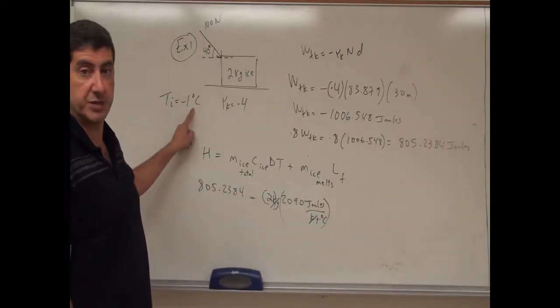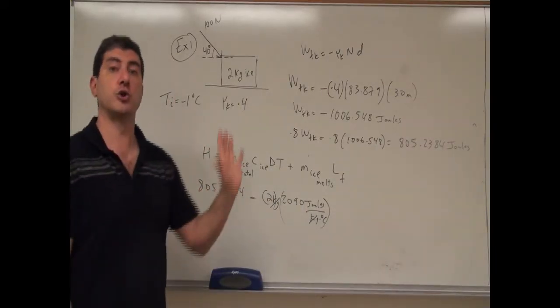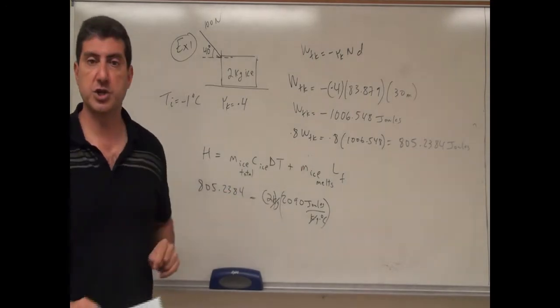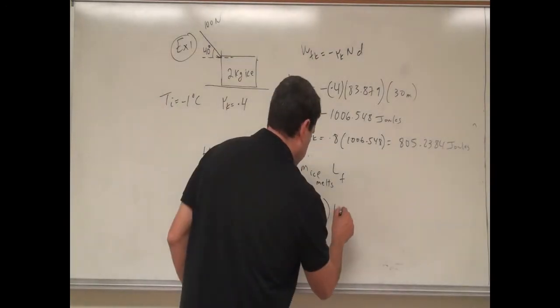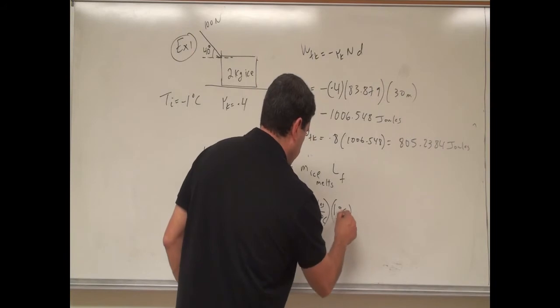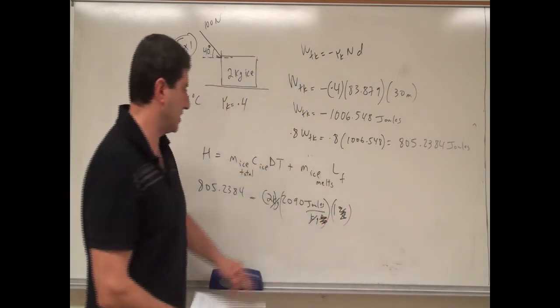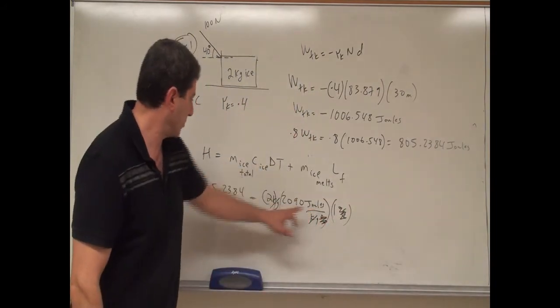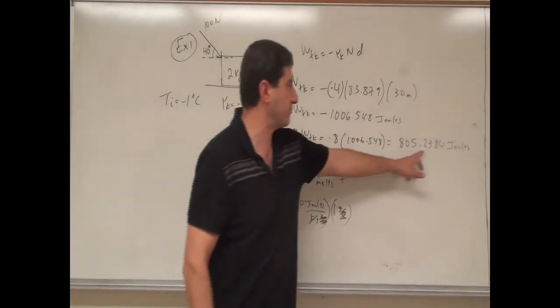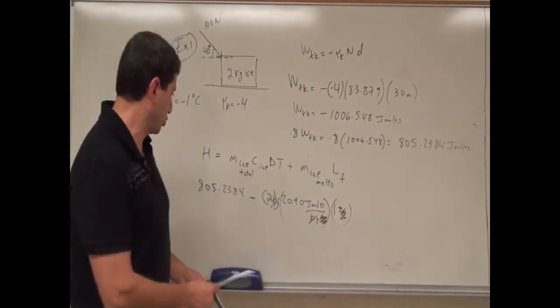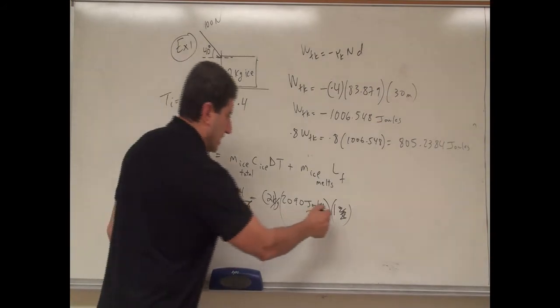Well, 1 Celsius, because you're going to go from -1 all the way to 0 Celsius. So the change in temperature is 1 Celsius. So the Celsius will cancel the Celsius. And then this is joules, right? And that will cancel the joules because 805.23484 is in joules. So the joules will cancel the joules.